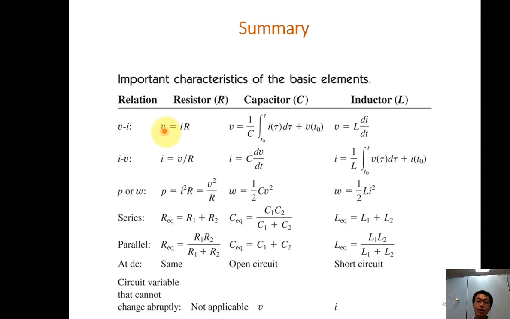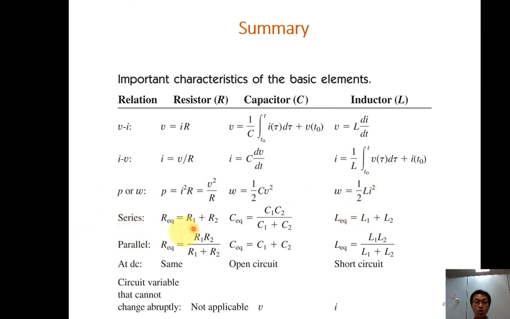This is a summary. For a resistor, V equals IR. For an inductor, V equals L di/dt. For the capacitor, I equals C dV/dt, no need to memorize. For the inductor, I equals the integral of V over L. For power, we have P equals I squared R or V squared over R. W will be half C V squared for a capacitor, and W will be half L i squared for an inductor.